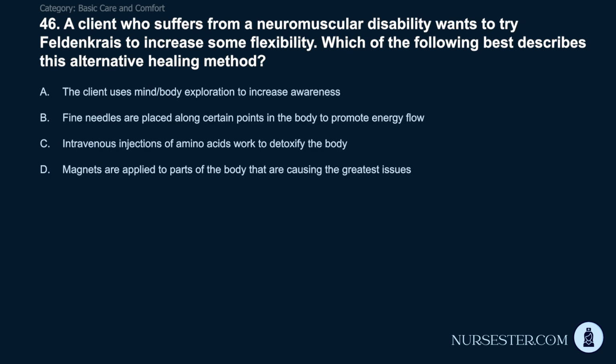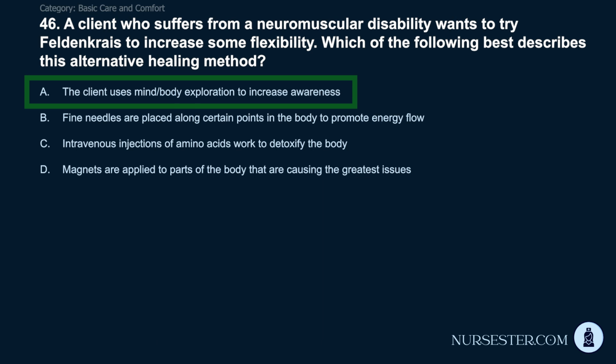46. A client who suffers from a neuromuscular disability wants to try Feldenkrais to increase some flexibility. Which of the following best describes this alternative healing method? A. The client uses mind/body exploration to increase awareness. B. Fine needles are placed along certain points in the body to promote energy flow. C. Intravenous injections of amino acids work to detoxify the body. D. Magnets are applied to parts of the body that are causing the greatest issues. Correct answer: the client uses mind/body exploration to increase awareness.